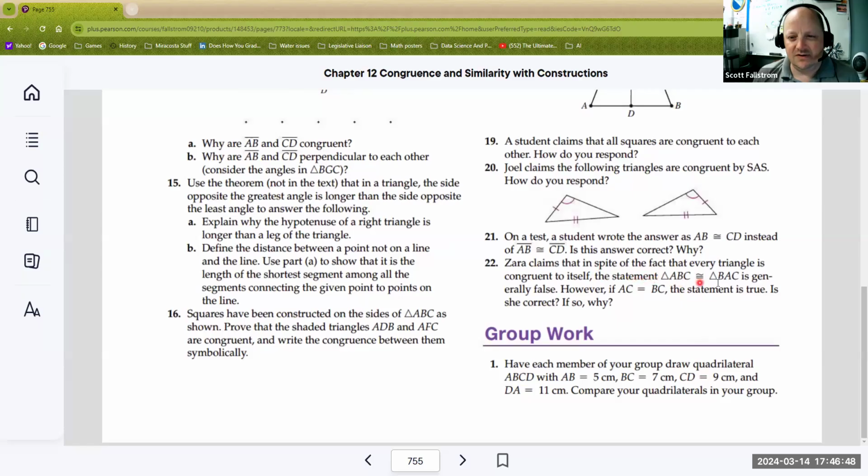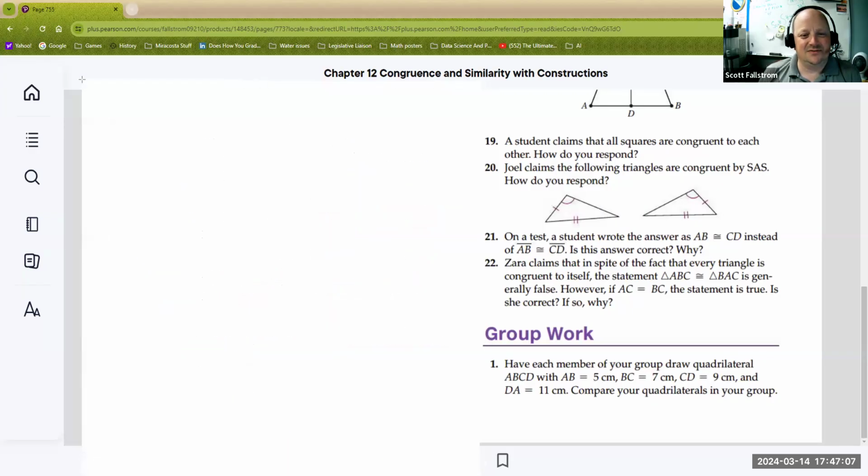Okay, triangle ABC is congruent to triangle BAC is generally false. Well, let's take a look. Is it generally, oh, wrong one. I did a light mist, not an actual write over. Let's see. All right, here we go.